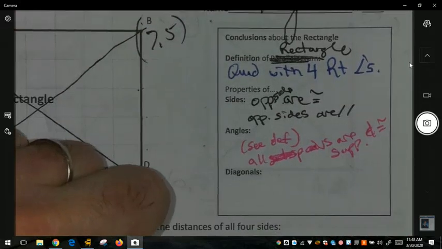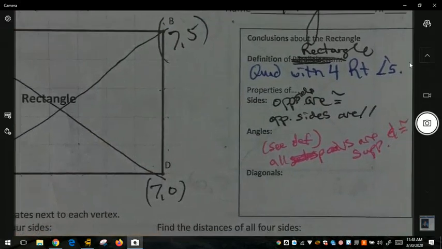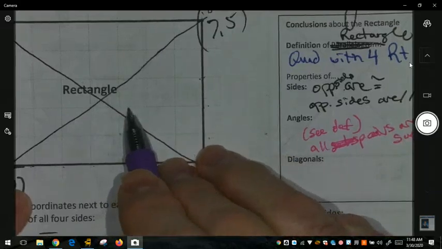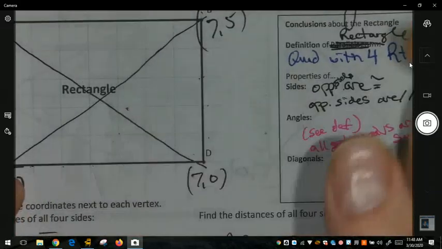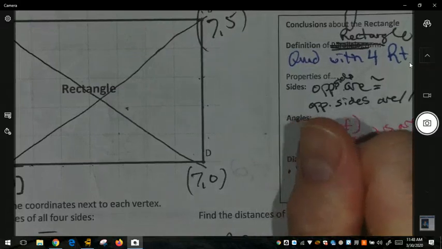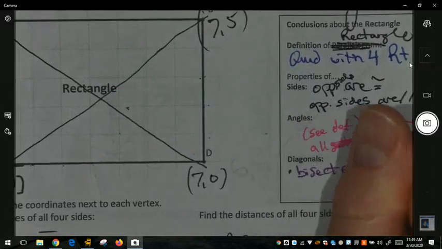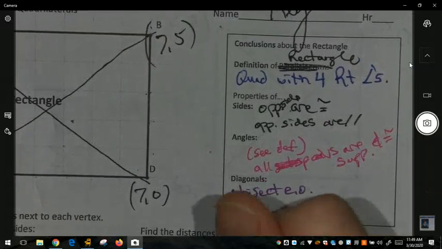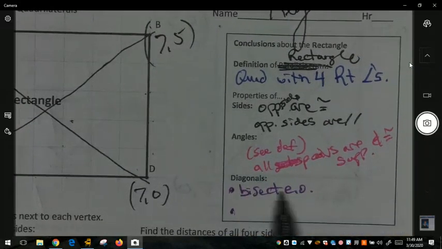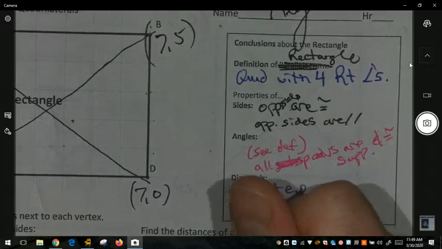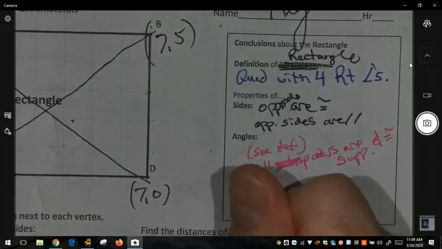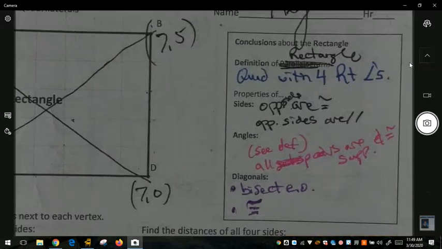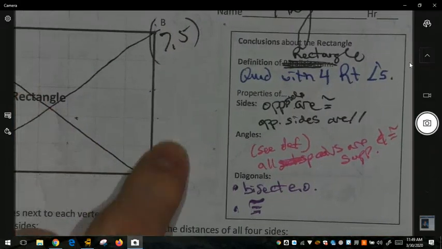For the diagonals of a rectangle, they are not perpendicular, because we can see there's an obtuse angle, there's an acute angle. But they are the same length, and they do bisect each other, just like the parallelogram, because this is one of the parallelograms. It's a little more specific. They bisect each other, and they are congruent. When you did your distance calculations for AD and BC, you should have gotten the square root of 74 for each of those lengths.